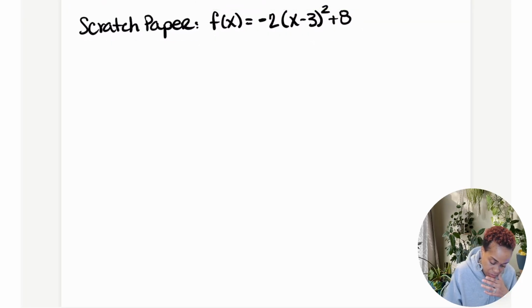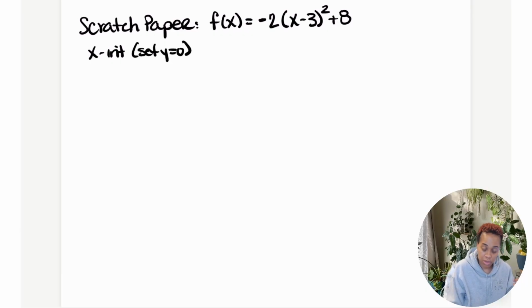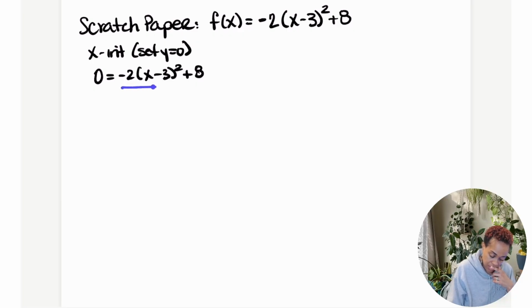For the x-intercept, we set x equal to 0 and solve for y, correct? I'm sorry. For the x-intercept, we set y equal to 0 and solve for x. I said that totally backwards. So let's find the x-intercept, and we're going to set y equal to 0, okay? So that means we have 0 equals negative 2 times x minus 3 squared plus 8. So far, so good. Now, I can't take this negative 2 times that. I need to square that first. So let's come over here and then let's square that.